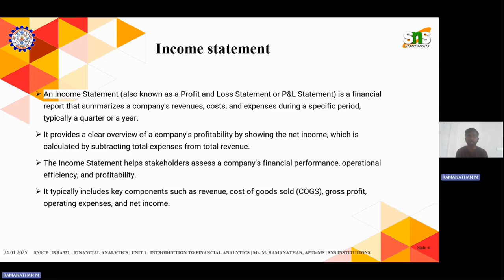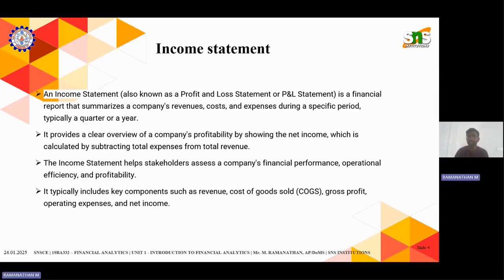The income statement helps the stakeholders to assess the company's financial performance, operational efficiency and profitability. Year by year or quarter by quarter, whether the performance of the company keeps on increasing, their efficiency, we will be calculating from those things, and how much profit we are earning every quarter or on a yearly basis, we are able to know from this income statement. It typically includes key components such as revenue, cost of goods sold, gross profit, operating expense, and net income. So these are all the things in it.